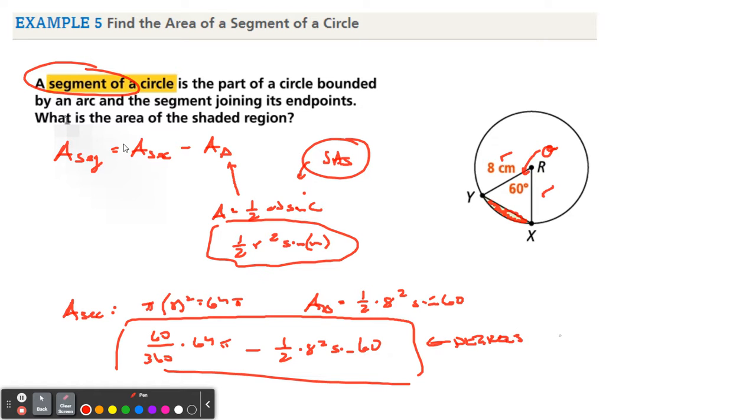And when you type all that at once, you get 5.79, which would round to 5.8. And this is still going to be an area, the area of a segment, centimeters squared.